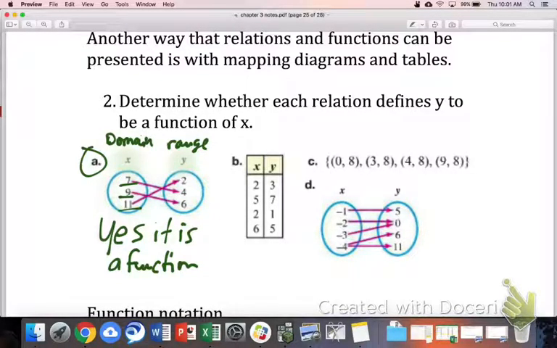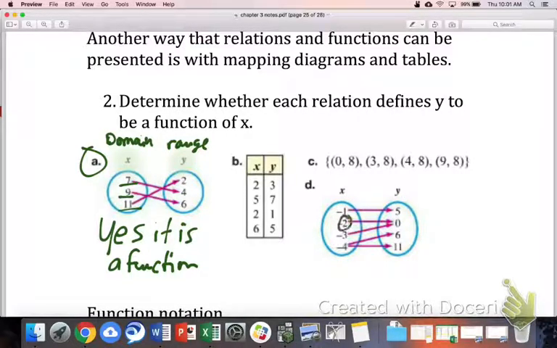Okay, so letter D. Letter D, did you guys decide yes, it is a function, or no, it is not a function? No. The answer is no. Let's talk about why. It's a pretty simplistic strategy, but I think it's a good one. How many outputs does the -1 have? 1. Has exactly one output. There it is. It's a 5.